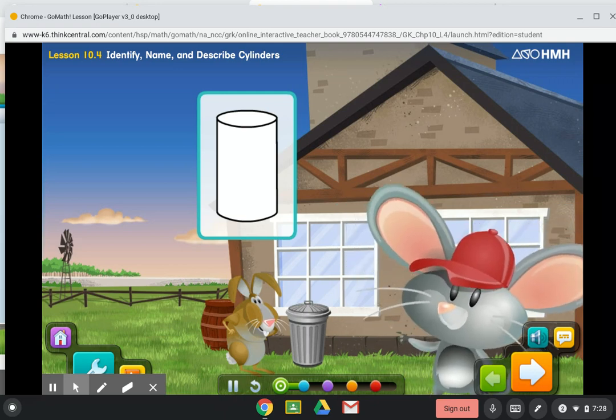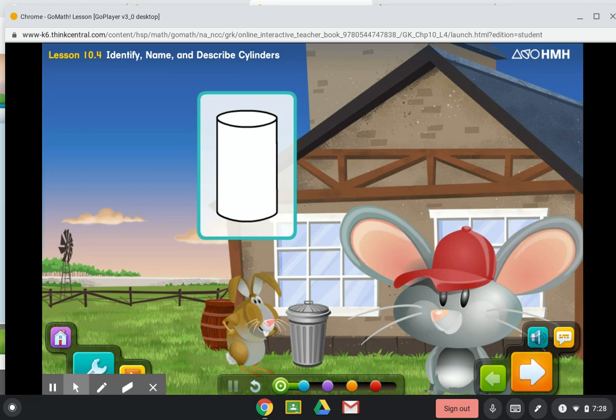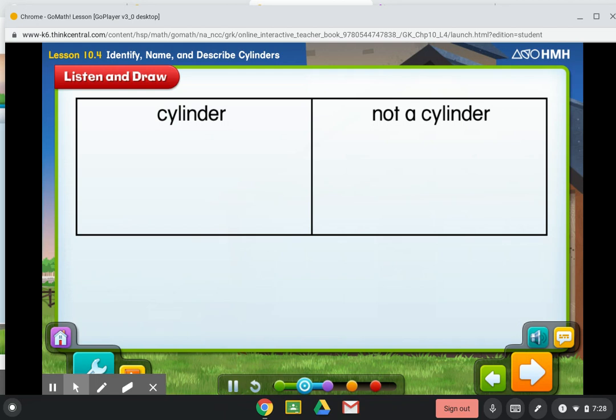Oh, come on, Mousy. We already know. The shape is called a cylinder. Click to read the words on the sorting mat.